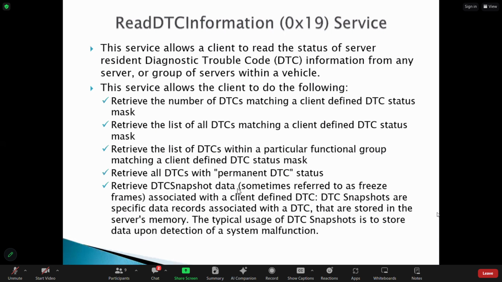Now the fifth point is retrieve DTC snapshot data. This snapshot data is sometimes referred to as freeze frame associated with a client-defined DTC. DTC snapshots are specific data records associated with a DTC that are stored in the server's memory.